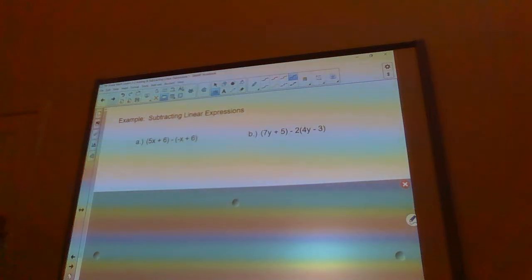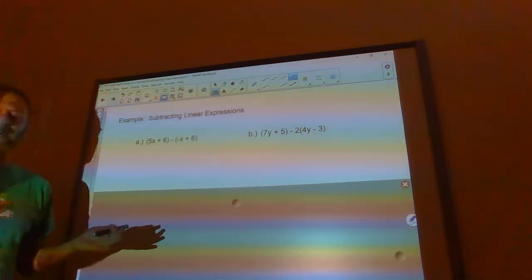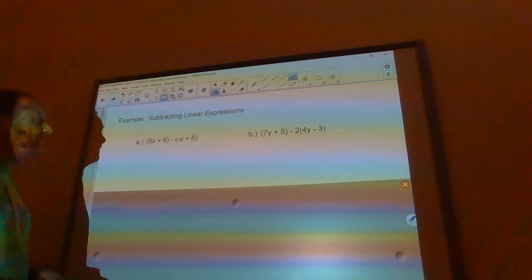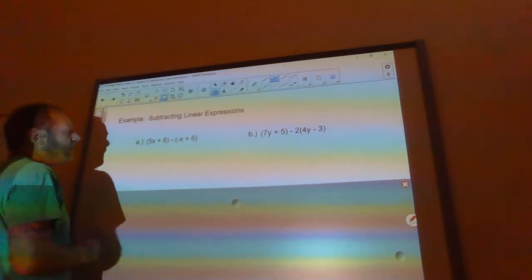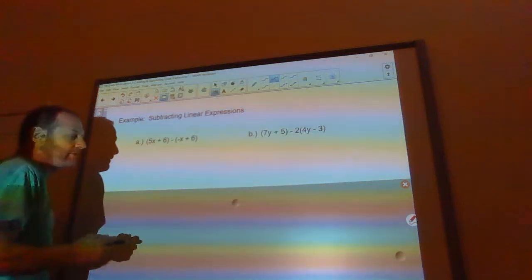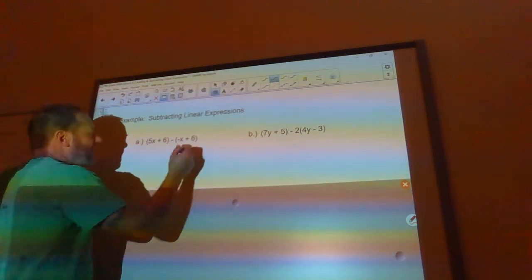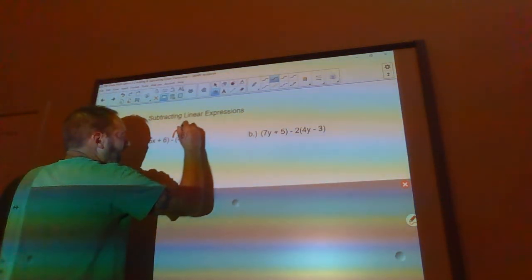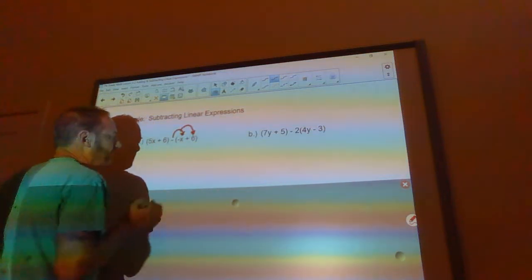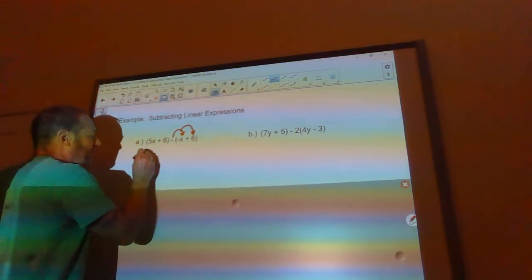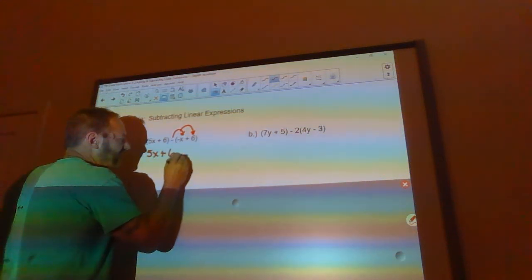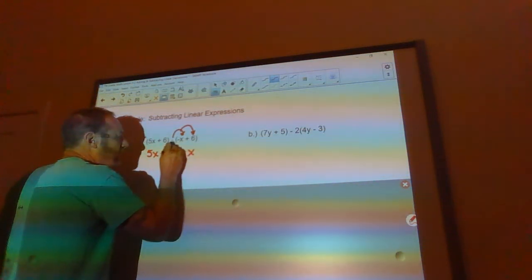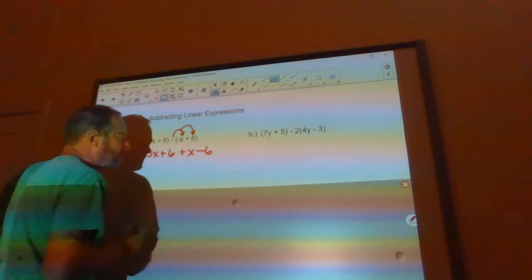Okay, subtracting. This is pretty much exactly the same as adding, except you've got to be careful with your minus signs because people lose them all the time. All right, so here's what I always do. I get rid of the minus signs right away. I'm going to take this negative sign here, and I'm going to distribute it in here. Okay, so I'm going to get 5x plus 6 minus negative x is plus x minus 6.